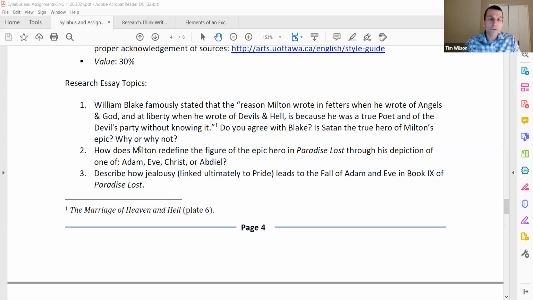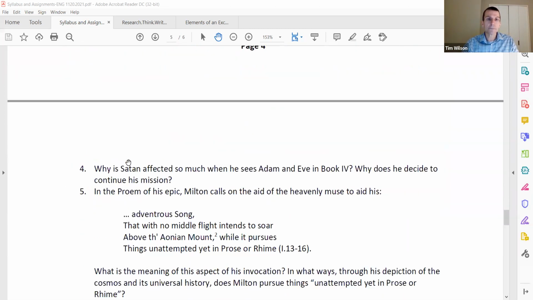Then 3, describe how jealousy, linked ultimately to pride, leads to the fall of Adam and Eve in Book 9 of Paradise Lost.